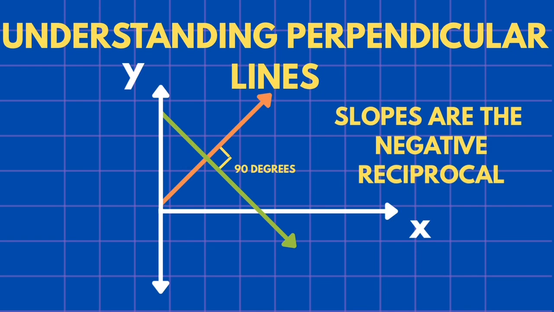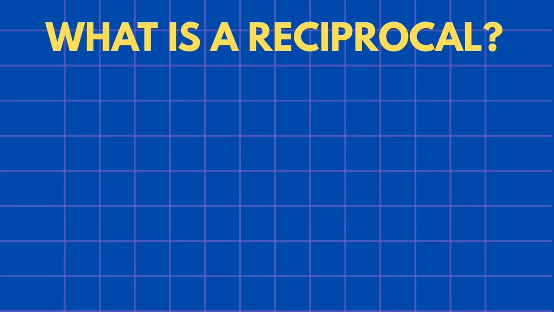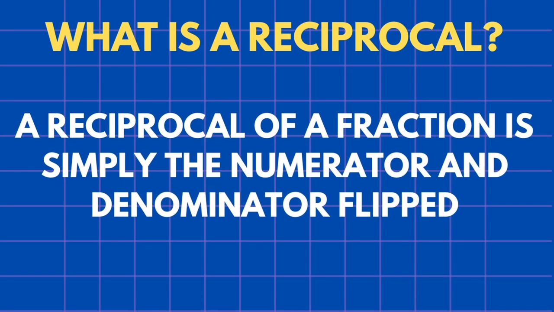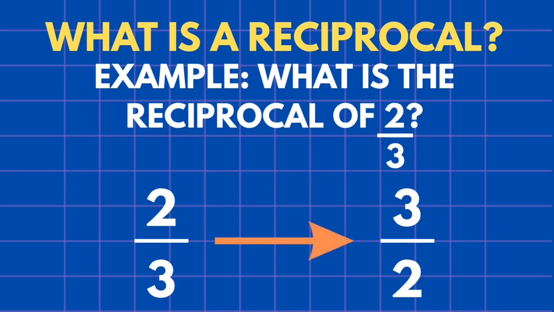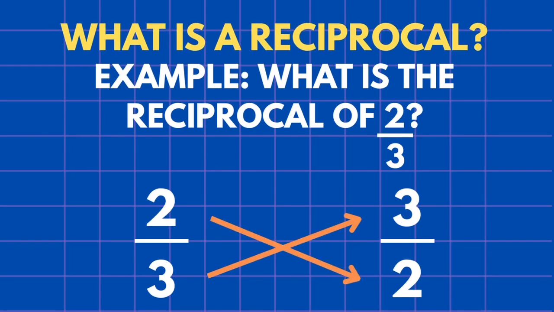This phrase confuses a lot of students at first, so let's break it down carefully. Let's start with what is a reciprocal. A reciprocal of a fraction is simply the numerator and denominator flipped. For example, if we have the fraction 2 over 3, to find its reciprocal, we flip the top and bottom numbers and get 3 over 2.